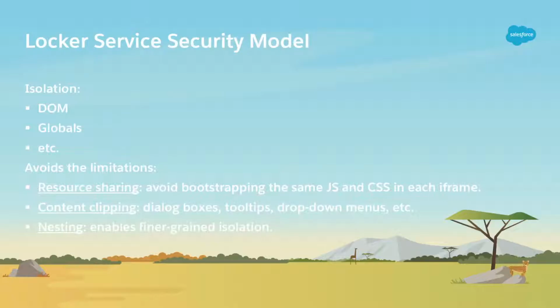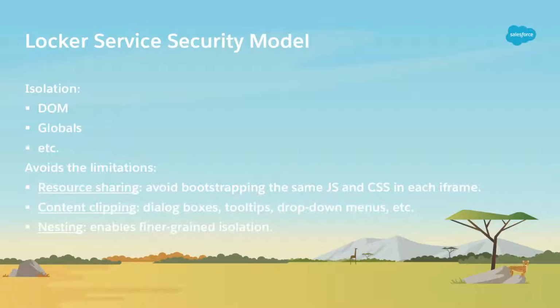And those two things become extremely hard to deal with when we are doing something like what we do in Lightning, which is nesting components inside each other. You might have one component from one namespace inside another component from another namespace, and so on. So imagine all of the orchestration you would have to do if you were to use iframes. So this is the goal of Locker Service.